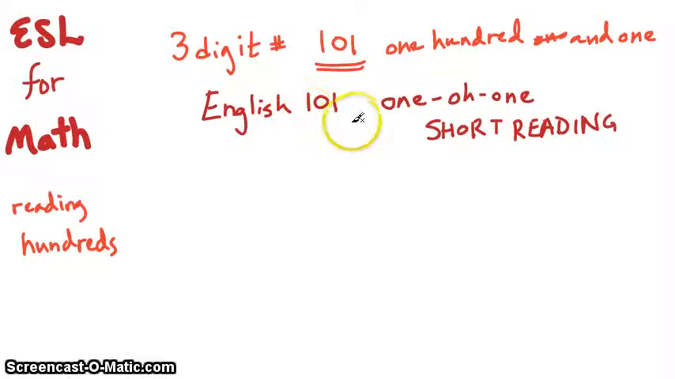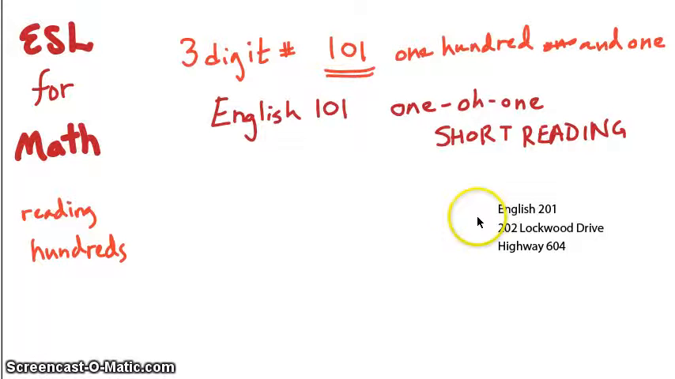Let me show you a few more examples where I would use a short reading. Okay, here are three examples. English 201. Here I would read "two-oh-two Lockwood Drive" and "Highway six-oh-four." So in each case I'm reading this second digit, which is a 0, as "oh." Okay, now I'm going to show you a couple examples where I would give the full reading of the number.